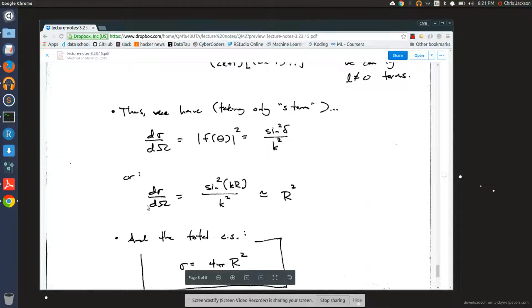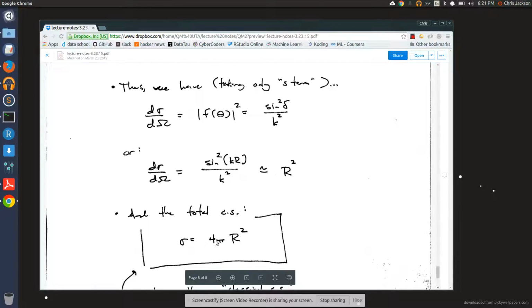And then finally, I can just integrate this over d omega, and that's just going to give me a factor of 4 pi. And so the total cross-section for this impenetrable sphere is 4 pi big R squared, right?